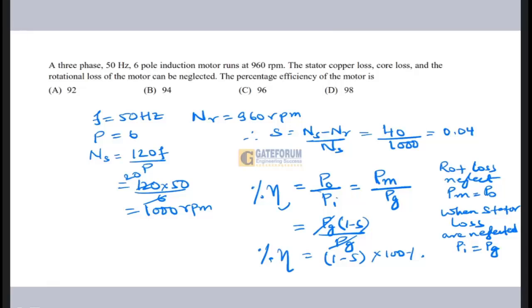This was just the efficiency. Percentage, if you are writing, you have to multiply it with 100. So (1 minus 0.04) into 100%, that will come as 96%. So option C is the correct answer. The percentage efficiency of the motor is 96%. Okay, end of the question.